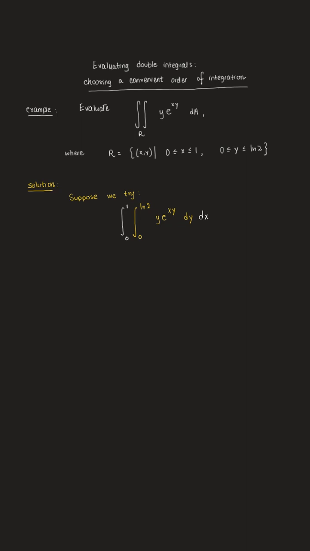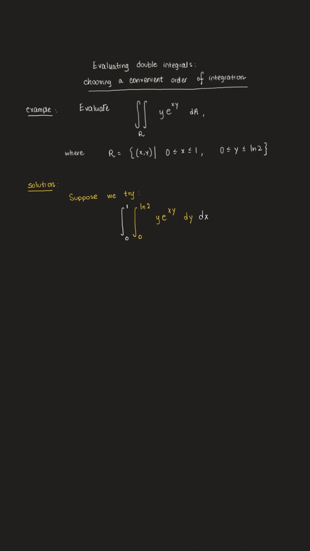Okay, so we're going to try another example evaluating double integrals, and this time we're going to consider, we know that Fubini's theorem tells us that order of integration doesn't matter, but we're going to consider when it might be better to choose one order over another.